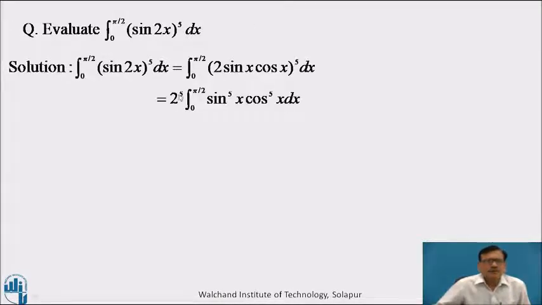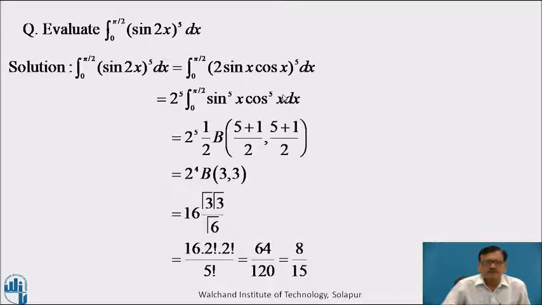Now here we can write integration from 0 to pi by 2 sin 2x raised to 5 dx as integration from 0 to pi by 2, and we can write sin 2x as 2 sin x cos x raised to the power 5 dx. 2 raised to 5 is taken outside. Integration from 0 to pi by 2 sin raised to 5 x and cos raised to 5 x dx.